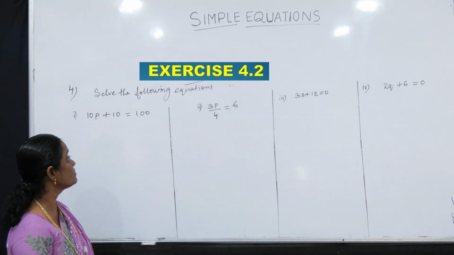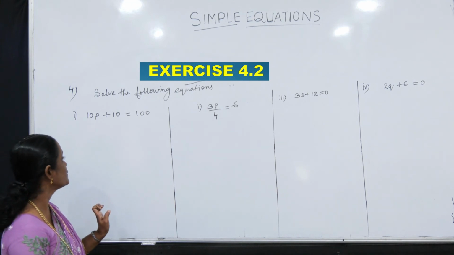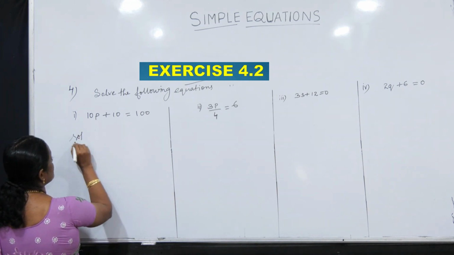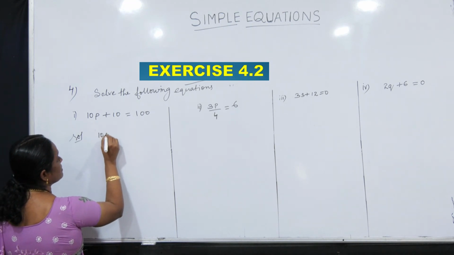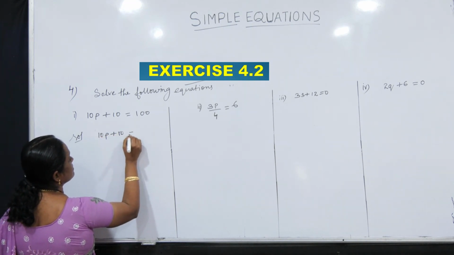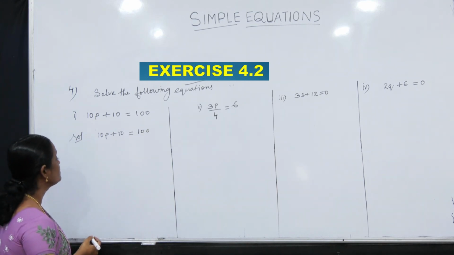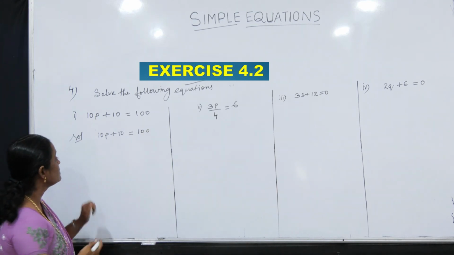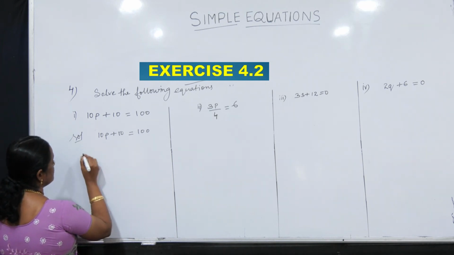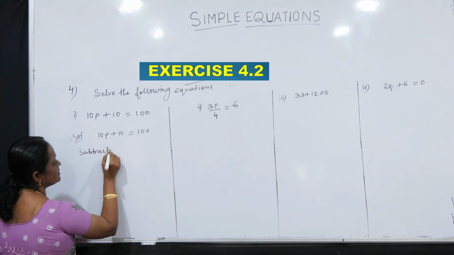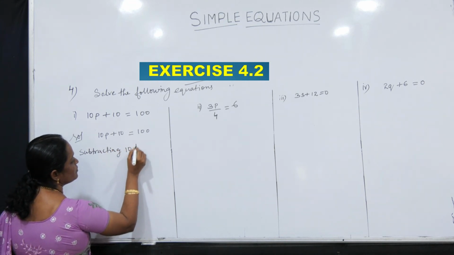Now students, question number 4, solve the following equations. The first equation is 10p plus 10 is equal to 100. So we have to solve this equation. So the first step, to remove the variable p, now subtracting 10 from both the sides.